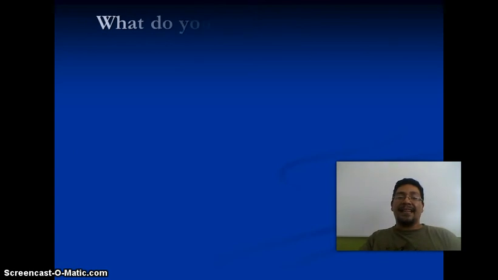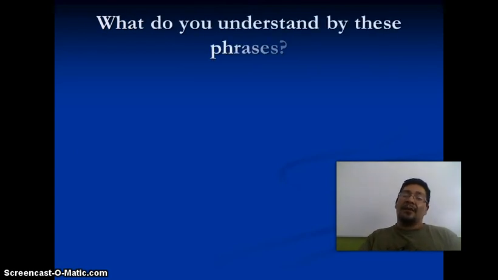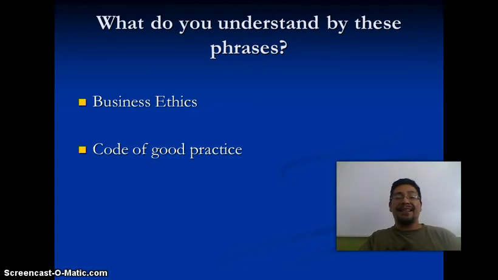So let's check the following. We have a set of phrases or concepts. We have business ethics. What do you consider to be business ethics? This is the set of moral values that a business wants to have in their prospects or in their employees. This could be set by the headquarters or the head manager for the company. And we have a code of good practice. These two concepts are related because the code of good practice is a series of activities related to our moral values. So these would be examples of activities that we do related to our business ethics.